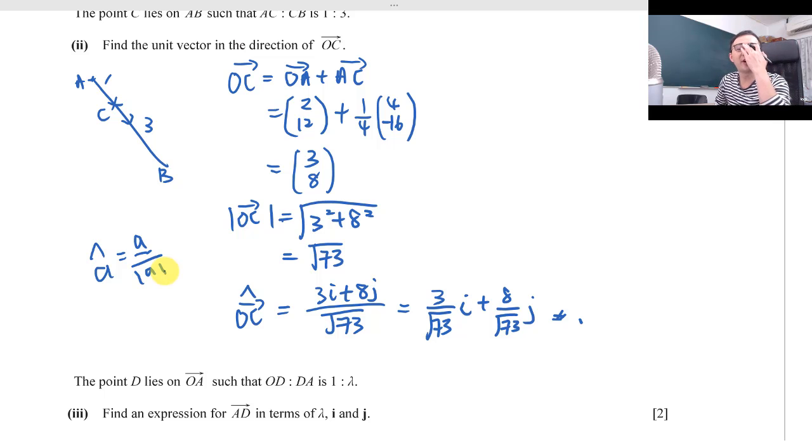You can write in the column vector, because as long as you have i and j, you can write in the column vector. I don't think they will deduct marks for column vector. If you don't write in the column vector, make sure you write i and j there.